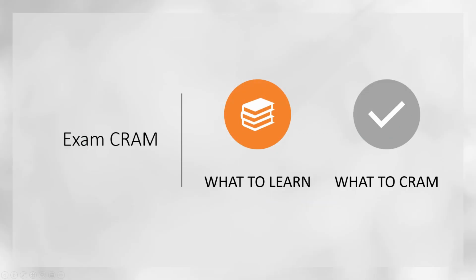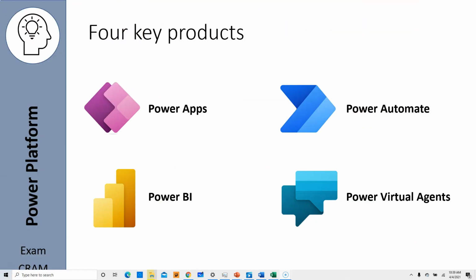Now, as I said earlier, let's talk about exam cram, what to learn and what to cram. In this section, I'm not going to cover everything. You need to go through the resources which I mentioned, but there are still a few pointers and tips which helped me, and which I want to cover in the upcoming slides. For Power Platform, there are 4 key products: Power Apps, Power Automate, Power BI, and Power Virtual Agent.